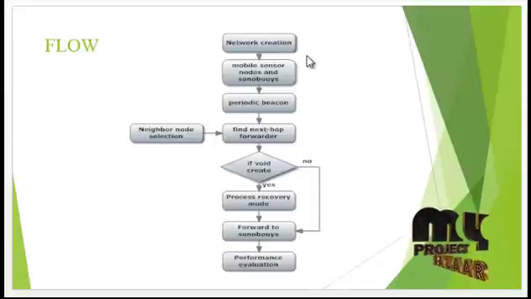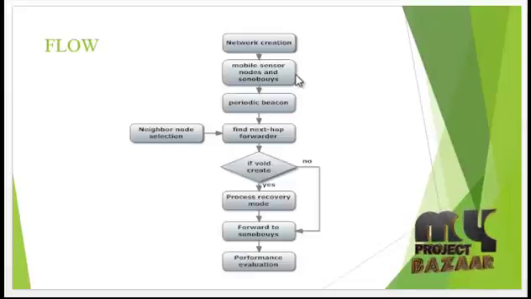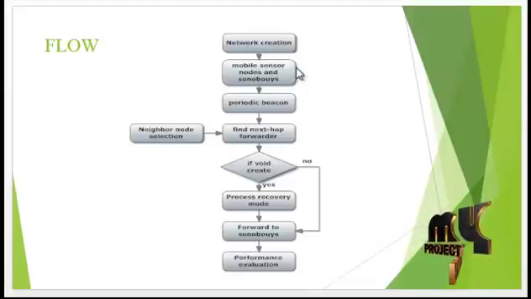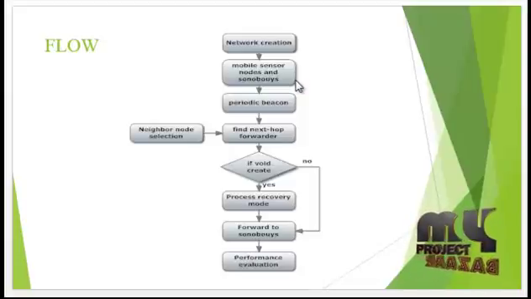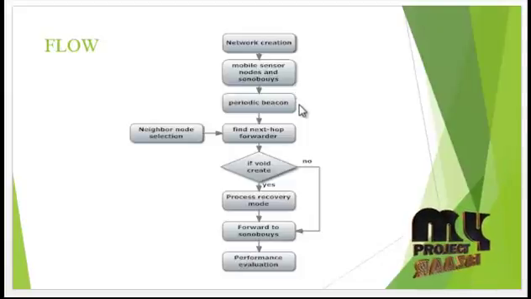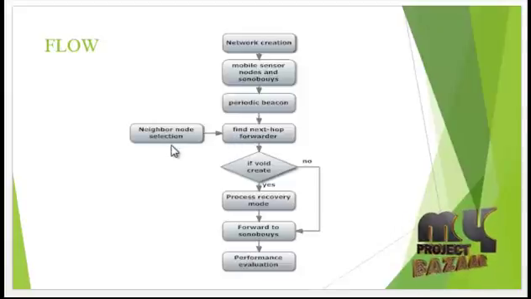Let's see the flow diagram. First, the network is created with the number of mobile sensor nodes and the sonobuoys. In this, the mobile sensor nodes are placed below the surface area, and the sonobuoys are placed in the surface area of the water. The sensor nodes generate a beacon which is periodically generated, and to forward to the sonobuoys, it finds the next forwarder node. This forwarder node is found by the neighbor node selection process.